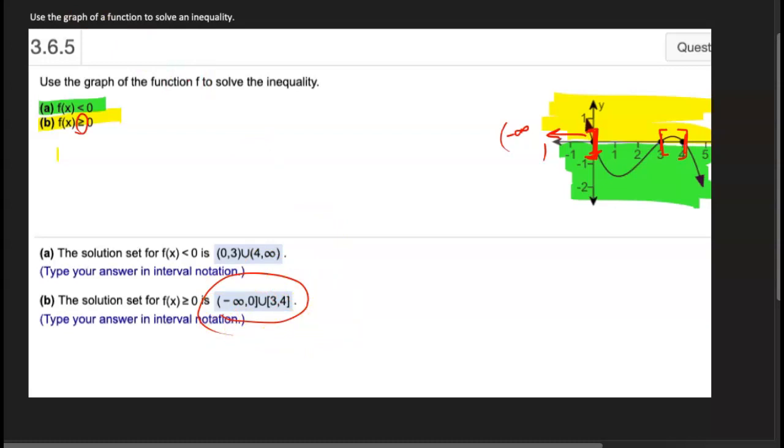And just one final note, notice that we use the y values to determine where the solution would be, but then when we state the solution, we state the x values as the solution there.